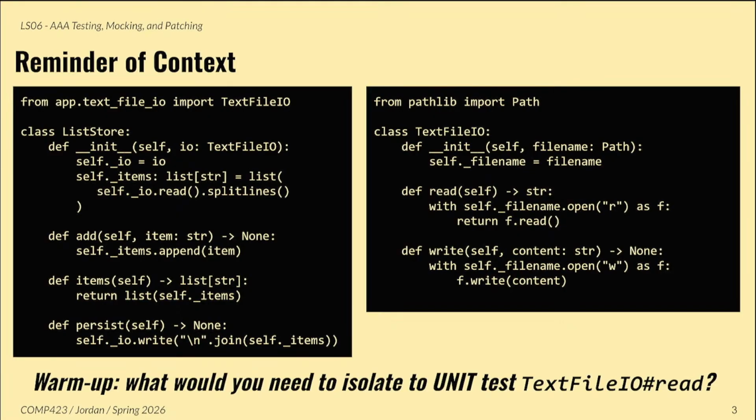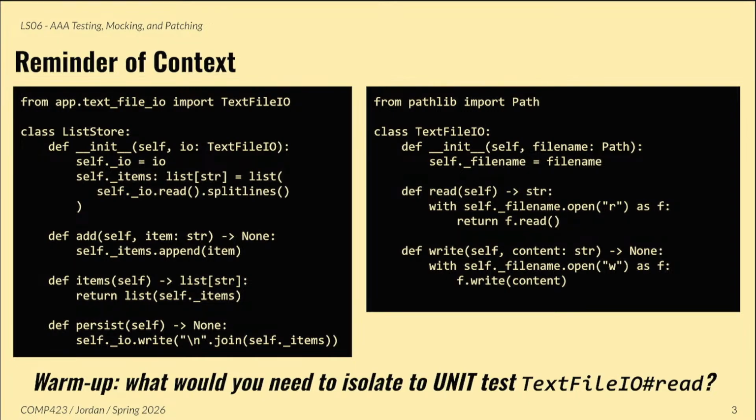And today I want to go in a direction that is a little bit more challenging. I want you to take a look at text file IO and think, OK, well, how would we write a unit test for its read method? This seems a little trickier than writing a unit test for the add or the items method of list store. And the first question I'd ask is, what would you need to isolate? And the second might be, how would you actually go about doing that?